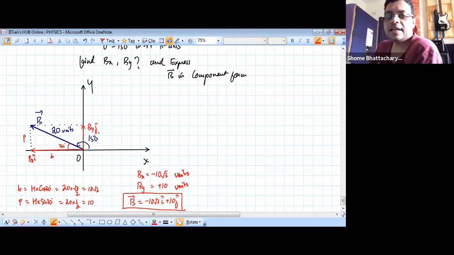Okay. So the algebraic sign is clear to all of you: why the x component is negative and the y component is positive. Okay.